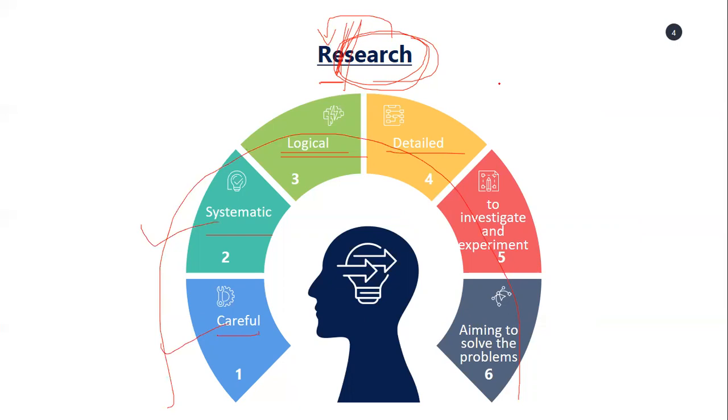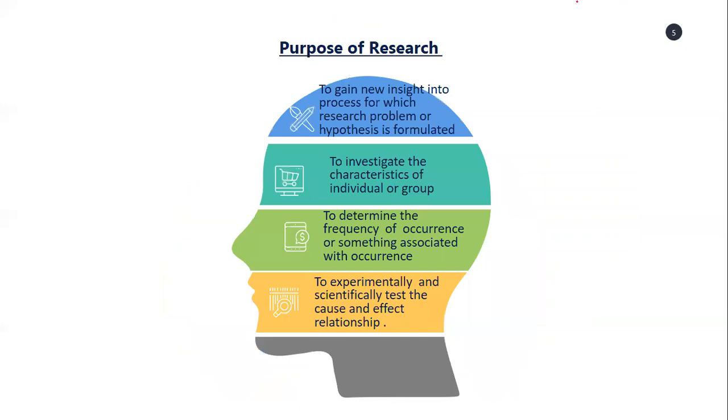So research is basically a process which is to be taken very carefully, systematically, logically and in detail, in order to investigate and experiment with an intention to solve the problem. We come up with a problem, but we do not look at it as a problem; we ensure that the problem is solved with the help of our research. Now, what is the intention of doing research? Why do we need research to be done?